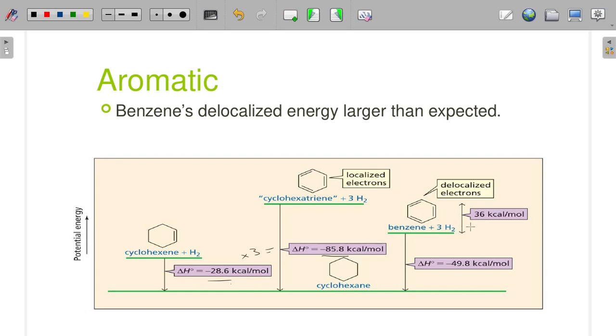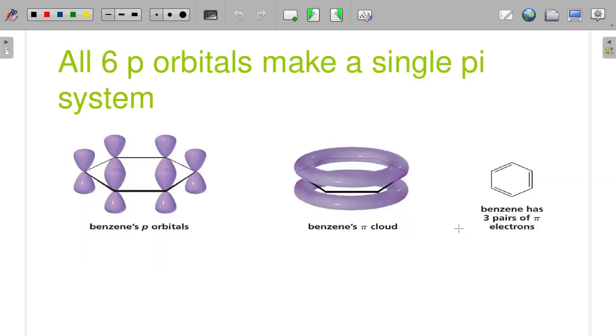All right, so that big difference must be explained in how those electrons are being delocalized. Benzene's not acting like 3 pi bonds. It's acting like something else. It's a system. All right, let's see if we can make sense out of this.